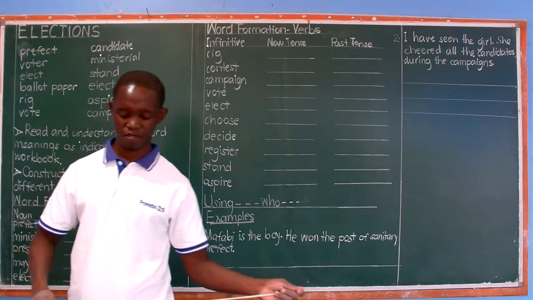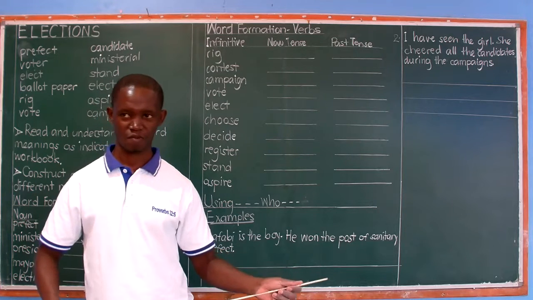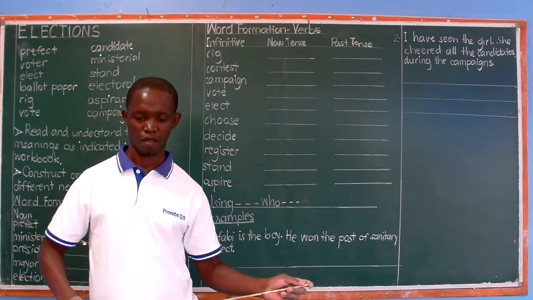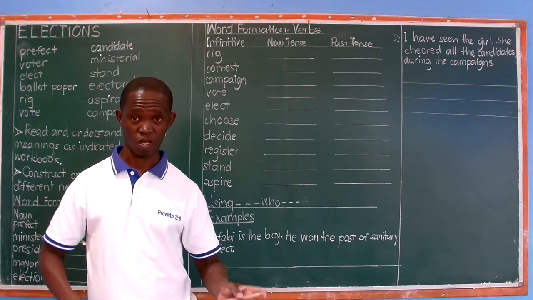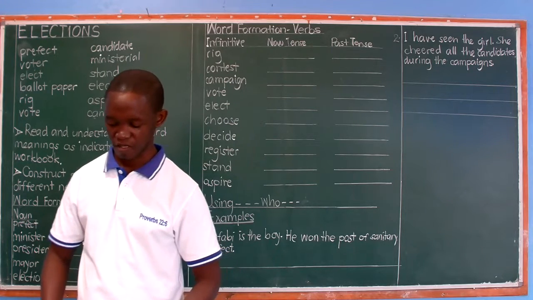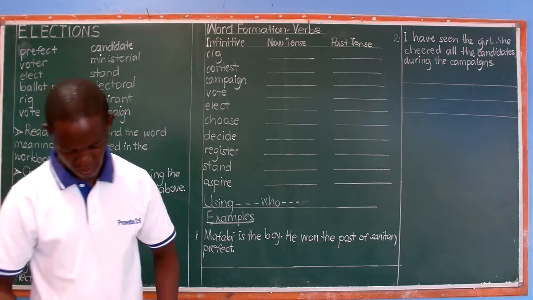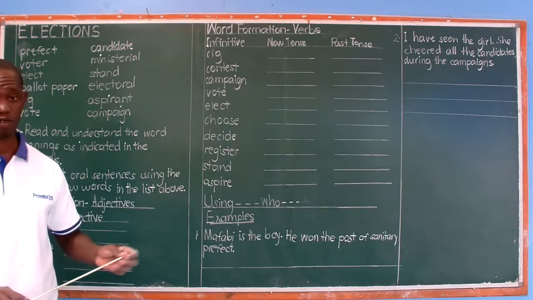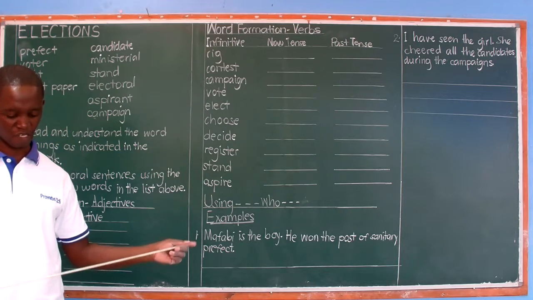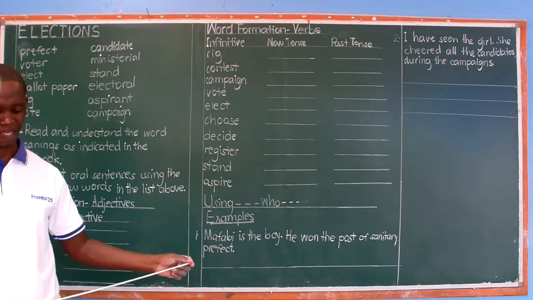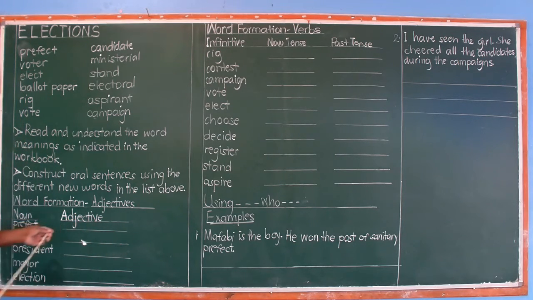It's P4 English. Our term is term 3. That's the workbook we are using. We are using the workbook for term 3. We have reached page 45 in term 3 English, looking at elections as our subtopic today.